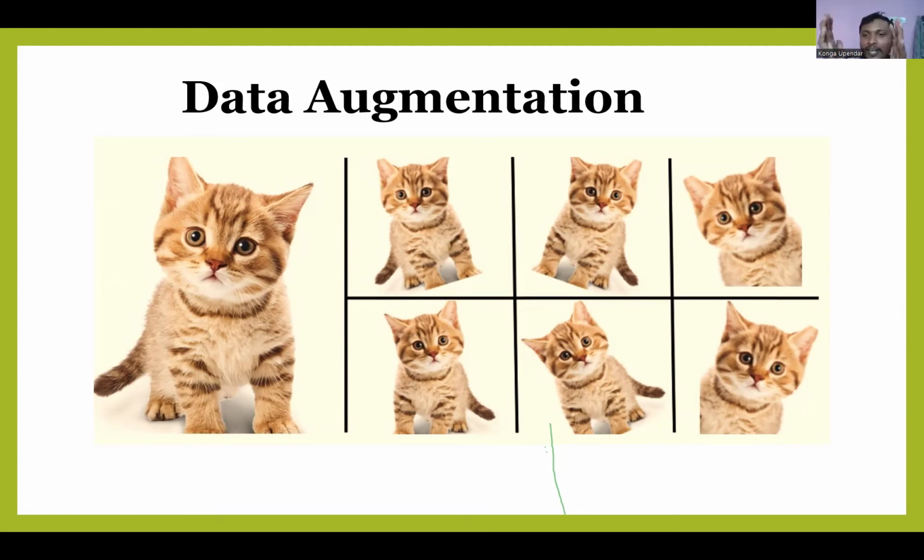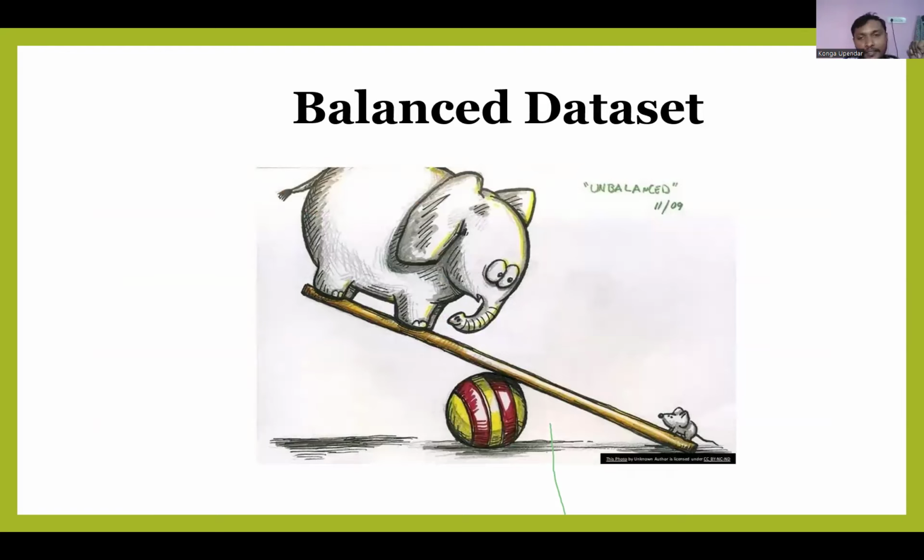Crop it, tilt it, okay? Increase the brightness of the image, decrease the brightness of it. Like that, we can do data augmentation. Data augmentation is nothing but increasing the data set size, okay? So that is a helpful technique. It is an important technique we can use for our data set generation before going for machine learning model development.